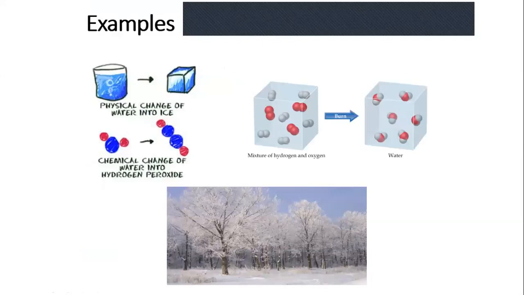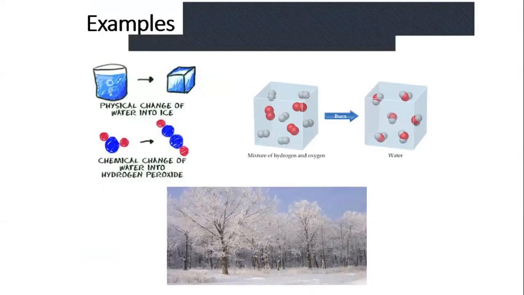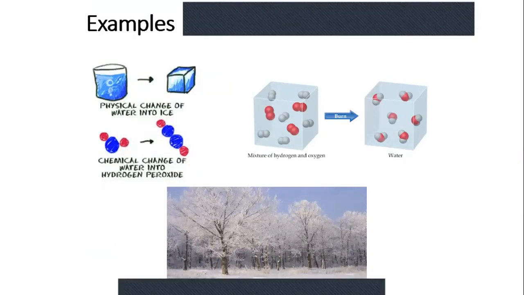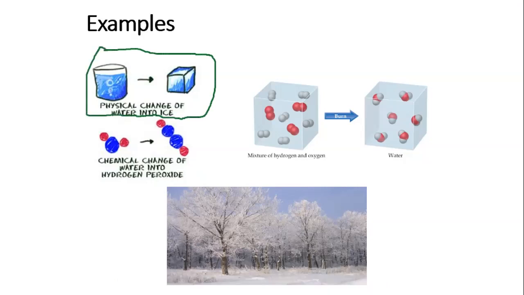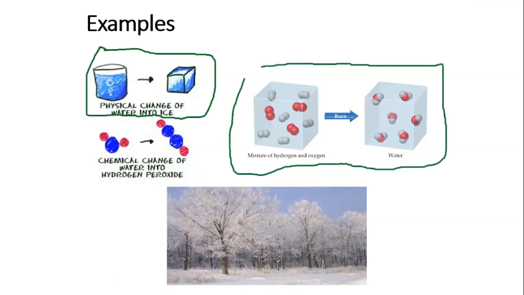So for example, when you freeze water, which is shown in the top left-hand corner, this is a physical change. You're not changing the identity of water. When you combust hydrogen and oxygen to make water, this is a chemical change.